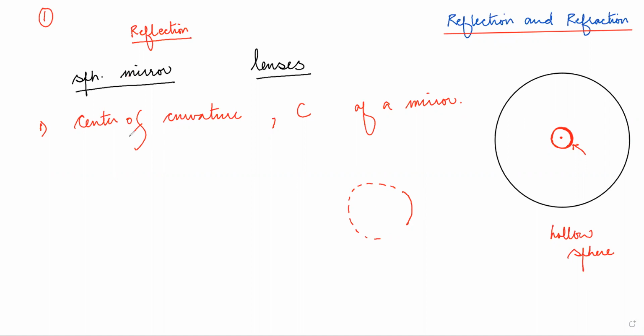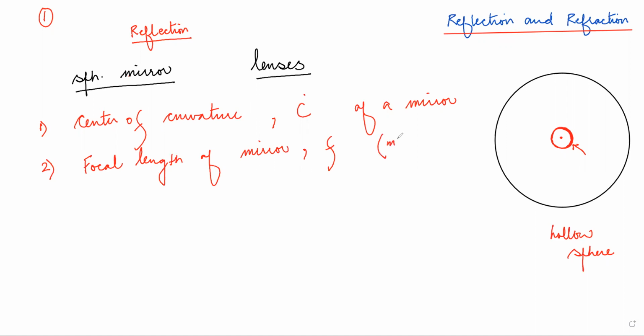All right, students, having done this, the second point is the focal length of a mirror. What is the focal length of a mirror? This is represented by f. You see, the center of curvature is a point, but focal length has units in meters or centimeters. It's a distance. What is the focal length of a mirror?